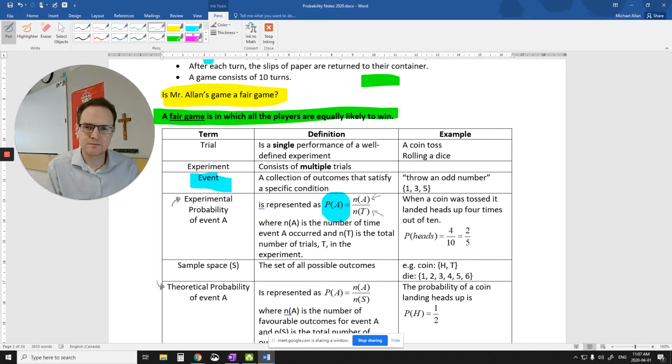Let me just highlight that. So here you go, 4 times you got heads, and then 10 trials, and then you just reduce it down. So probabilities are usually written as a fraction, sometimes a decimal if you want to put it into a little box or something. Maybe you can put it into percentages, but most of the time it would be written as a reduced fraction as well.